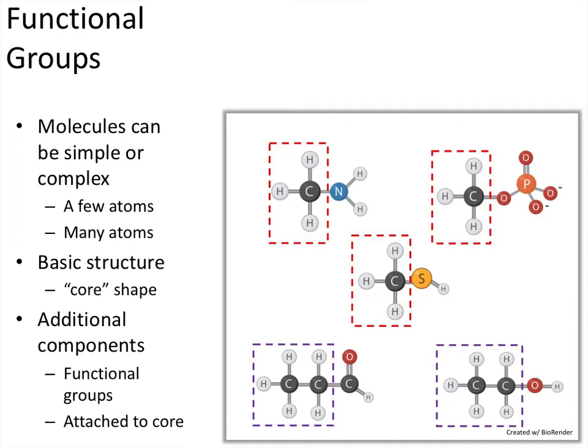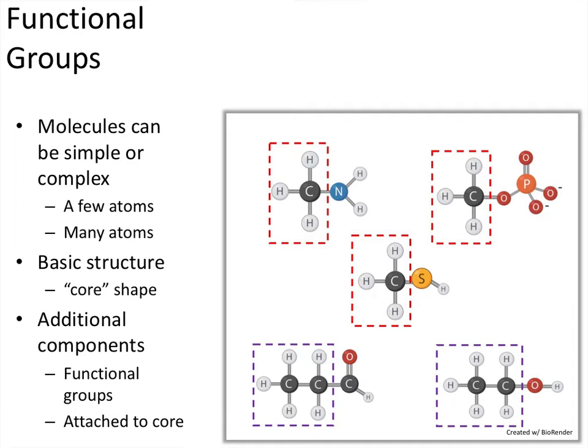But one thing we notice in living organisms is that oftentimes our molecules have kind of a basic structure that's like the core shape or the core structure of that molecule. And additional groups are added on. These additional groups are called functional groups. They're attached to the core, and they allow a molecule to have the same core as another molecule, but to still behave very differently in a biological environment.